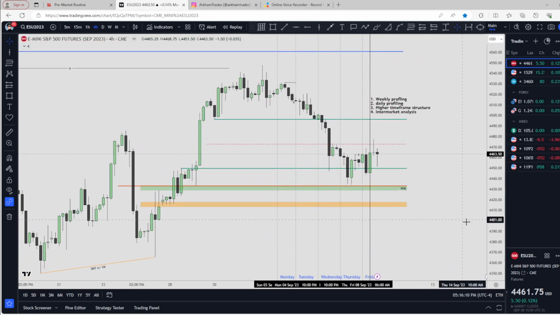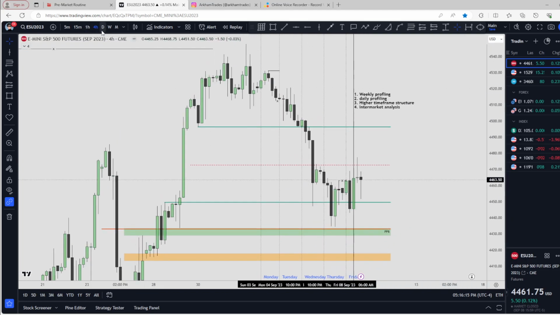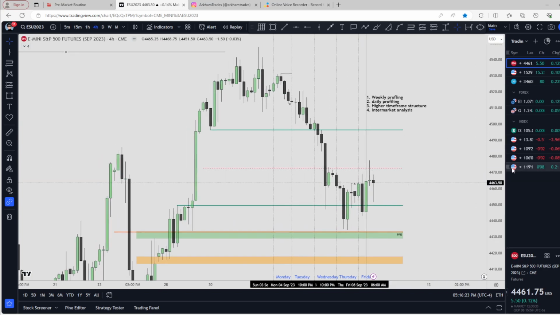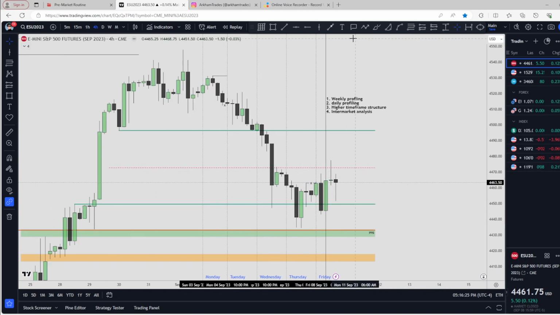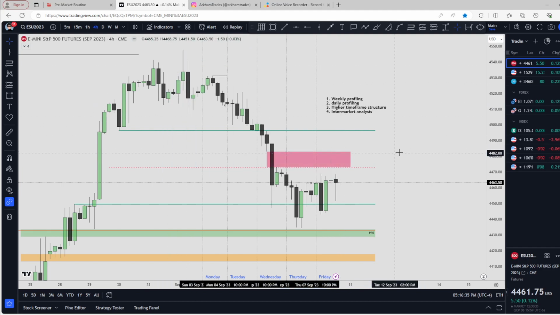So that's when the market opens. So we marked out what we want to see on the daily. On the daily, we had that SMT divergence with the Dow Jones. So now coming down to H4, we see this right here, this bearish fair value gap. Let me remove this real quick. This bearish fair value gap right here on the H4.